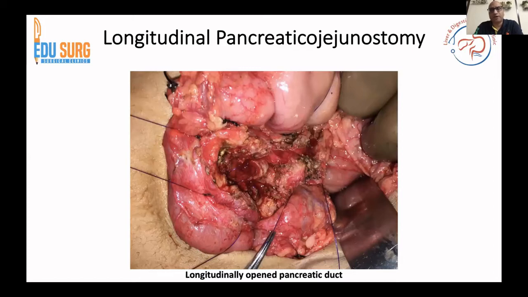So it was just the part of the duct that had probably kind of eaten up the body completely and had dilated to such an extent. So an unusual case, with such a hugely dilated duct. 6.2 is an extremely dilated duct.